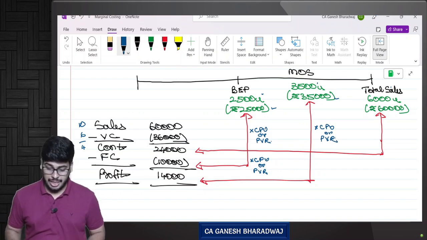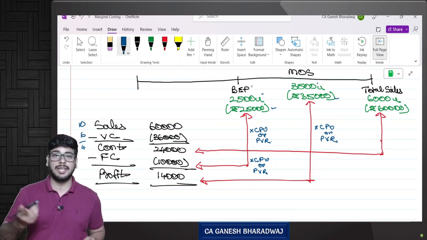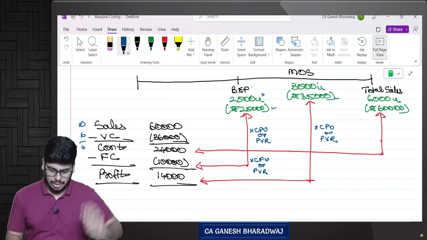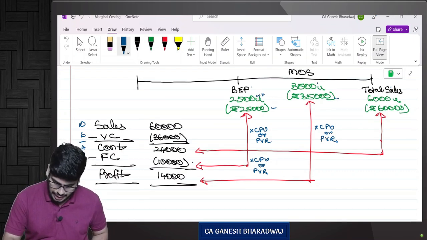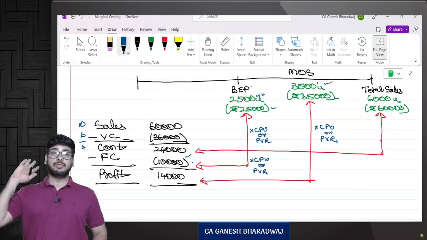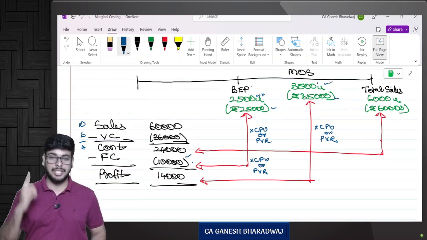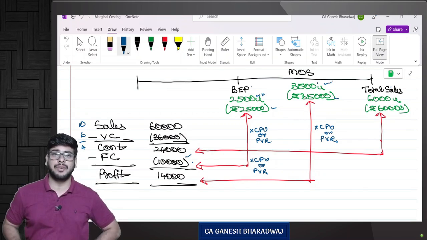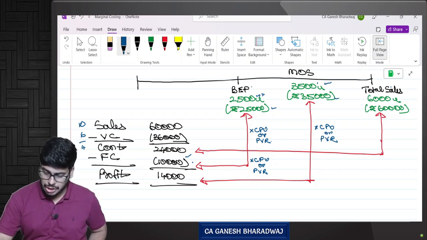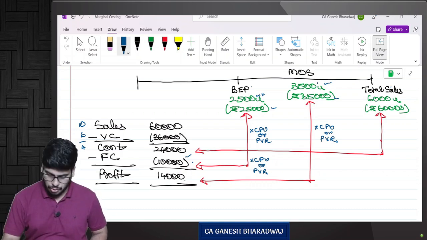So if someone has given you the break-even point and the contribution per unit, can you calculate the fixed cost? Yes. 2,500 into 4, you will get the fixed cost. Or margin of safety they have given 3,500 units, and contribution per unit is given as 4. You can directly calculate the profit, because profit is purely generated out of the margin of safety units. So 3,500 into 4 is going to be 14,000.